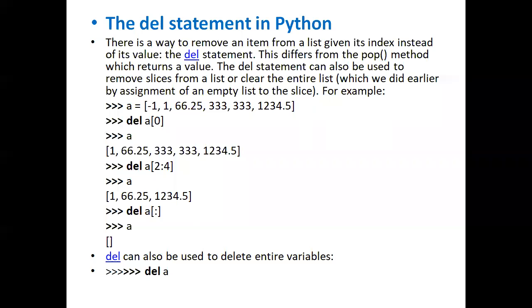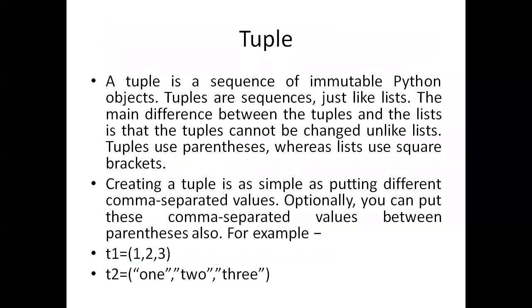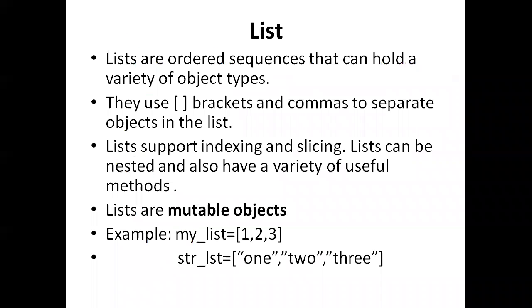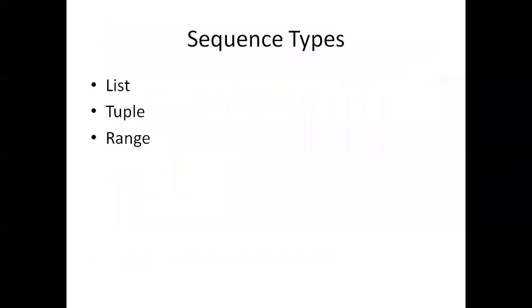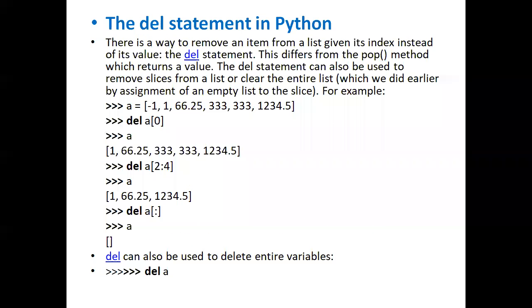a particular Python object. Next, tuple. So tuple is also a sequence object. So we'll draw the list of sequence types: list, tuple, range. So now we discuss tuple.